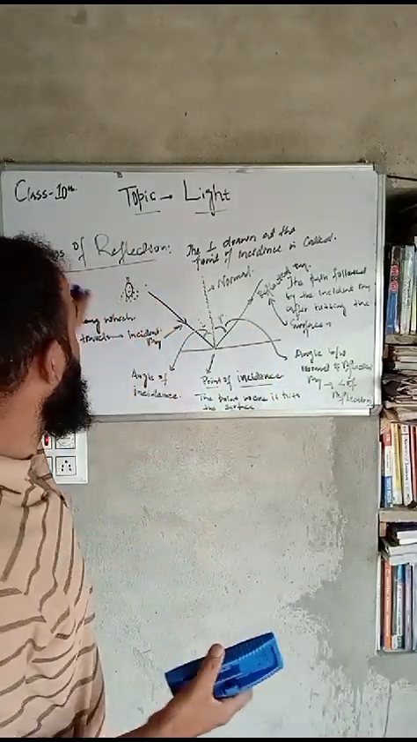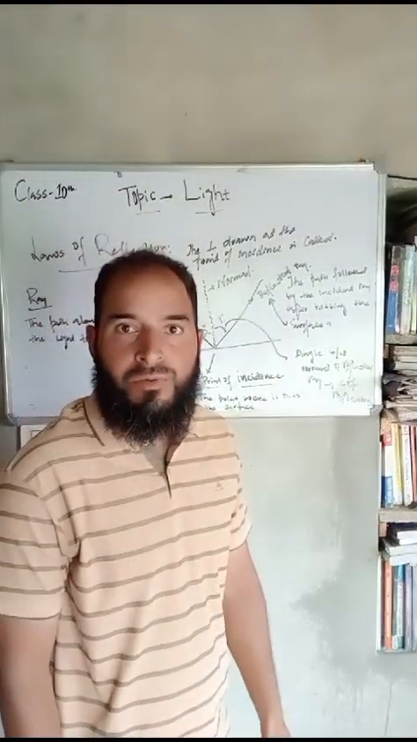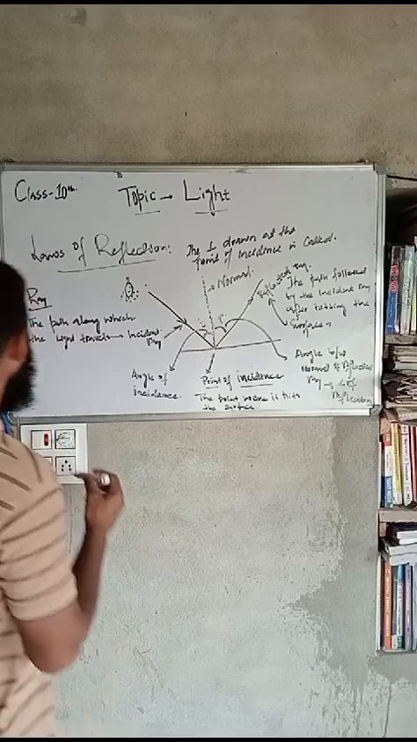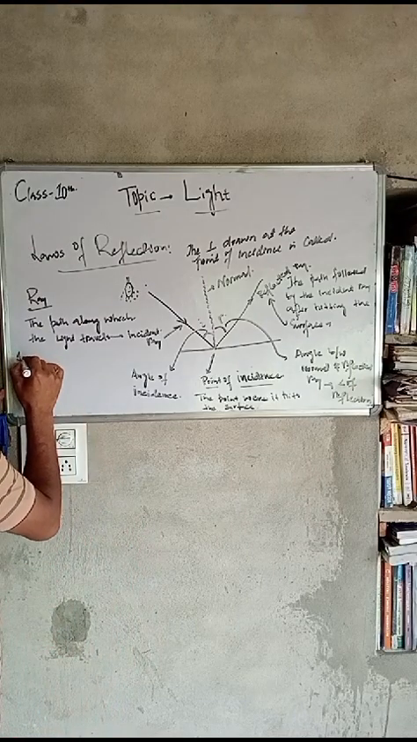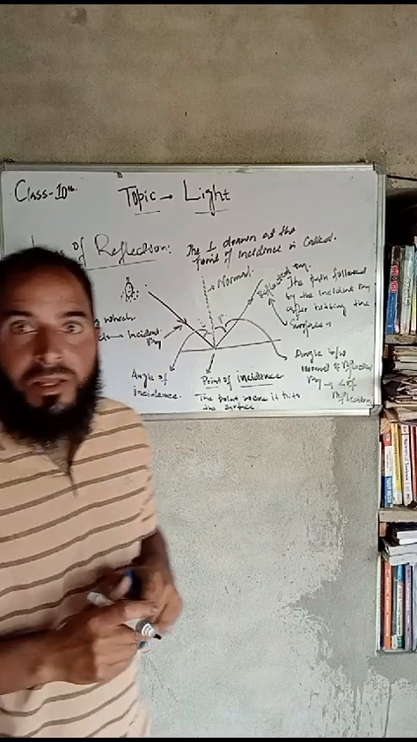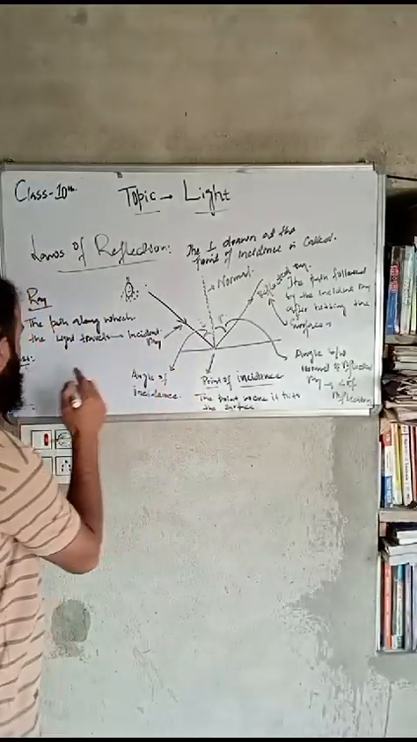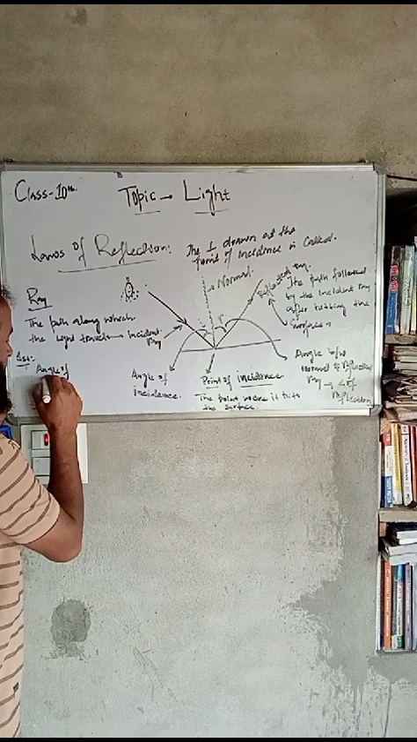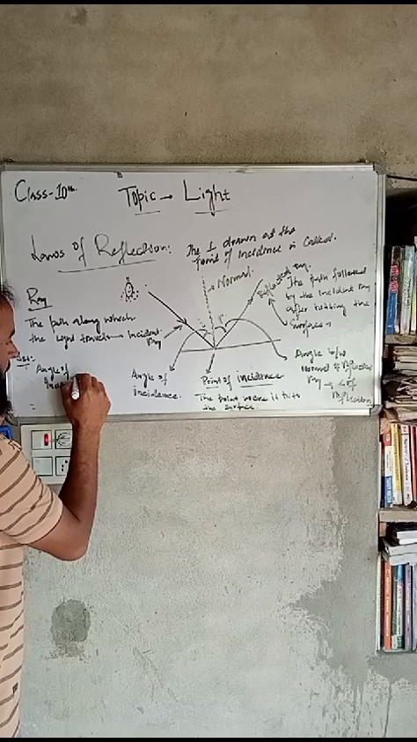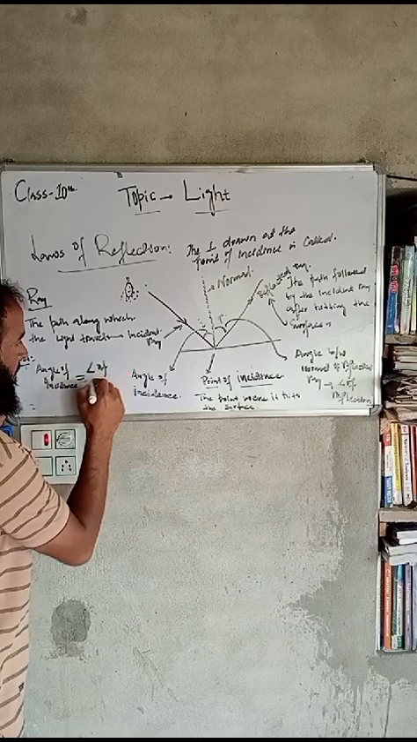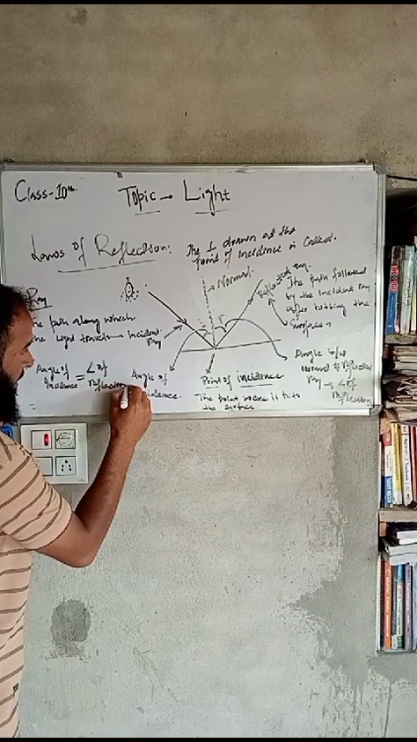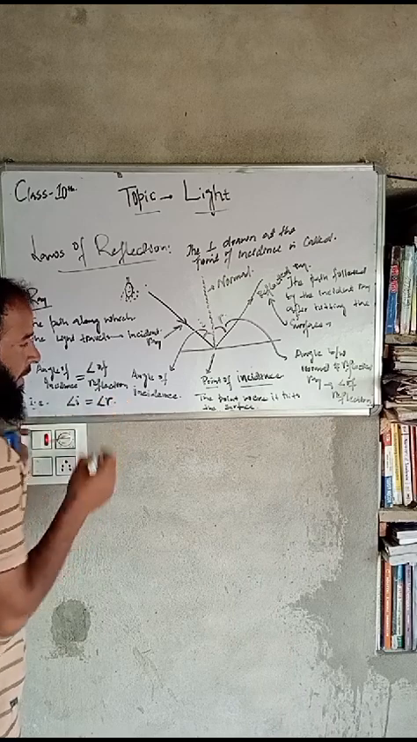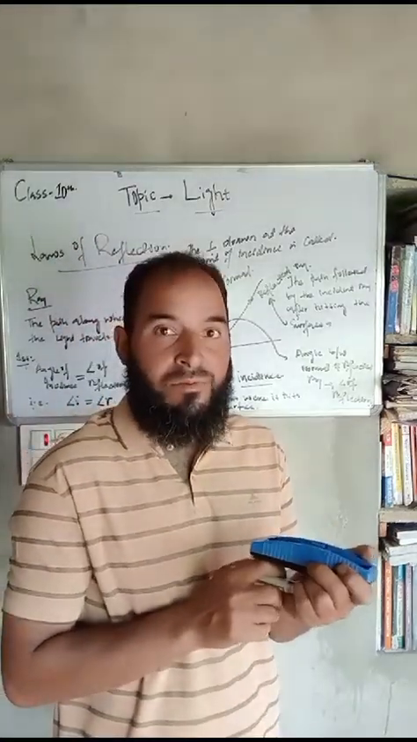So what is the first law of reflection? The first law of reflection of light states that the angle of incidence is equal to the angle of reflection, that is, angle I is equal to angle R. This is our first law of reflection.